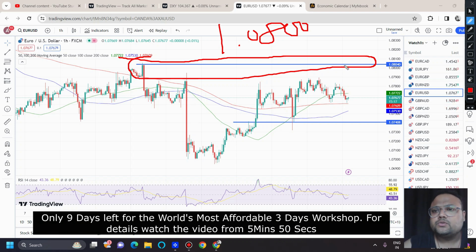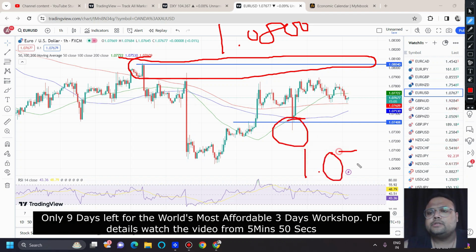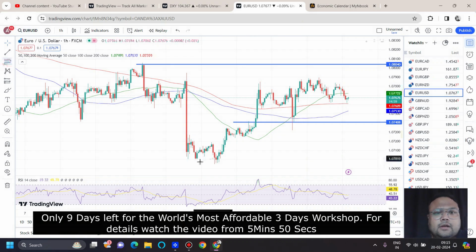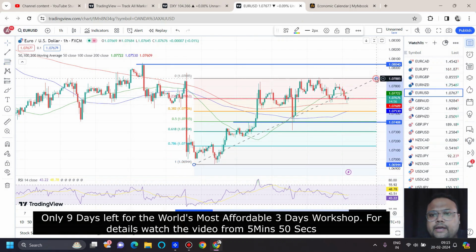If market reverses, we can look for a sell, and in absence of volume, the chances of a breakout are very less. And if market drops, Euro USD drops, the buying opportunity will be around 1.0740 to 1.0730. This is the level where we can look for a buy on Euro USD. Why we are looking for a buy? Because we have FEB 50% retracement level, and you can see that previously the market has shown considerable price rejection around this area. So as a day trader, okay, we can look for some sort of buying around this area.